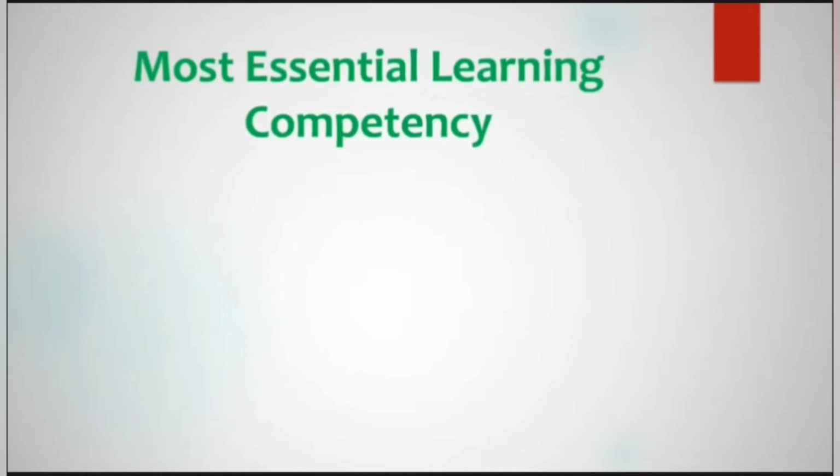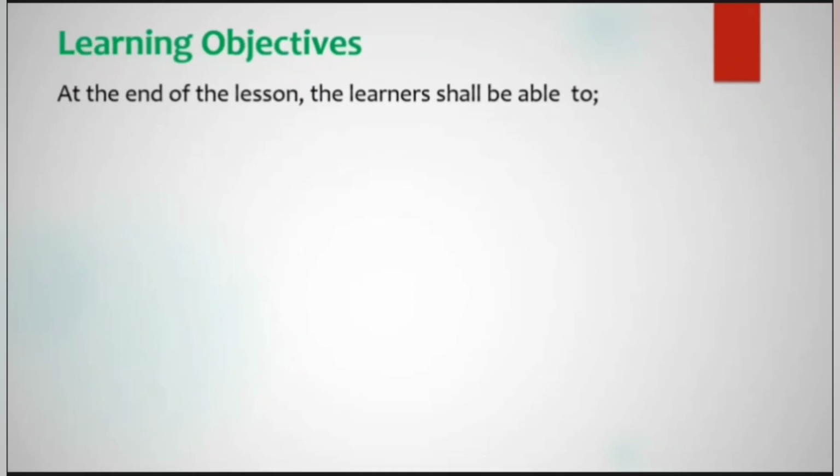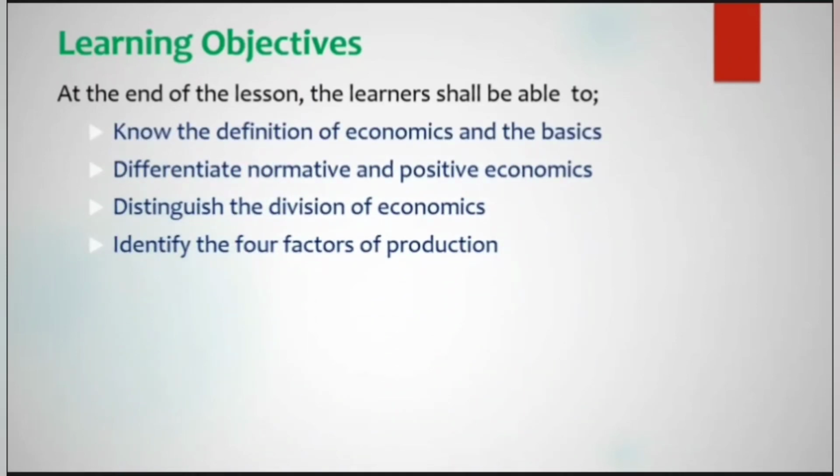Most essential learning competency. The learners differentiate economics as social science and applied science in terms of nature and scope. Learning objectives. At the end of the lesson, the learner shall be able to know the definition of economics and the basics, differentiate normative and positive economics, distinguish the division of economics, identify the 4 factors of production. These ones were discussed in part 1. So for today, the learning objectives are written in red, and they are: consider economics as applied science.